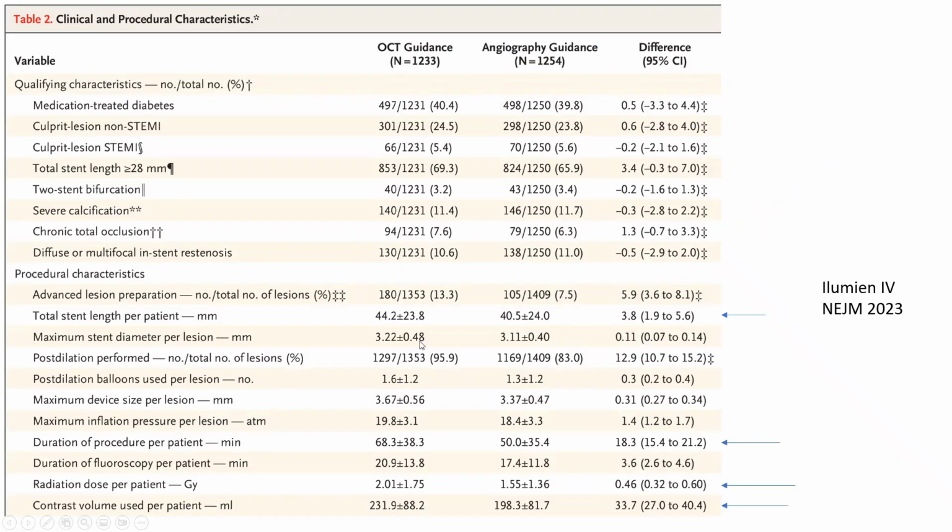And this is from the trial. They did not report the number of stents, but there was a longer stenting by OCT versus angio guidance. And importantly, look at the duration of the procedure per patient. It was 50 minutes in the angio guidance and 68 minutes in the OCT guidance, about 35% longer. Also, the fluoro dose, 1.5 versus 2 grays, and the contrast volume was significantly more by OCT.